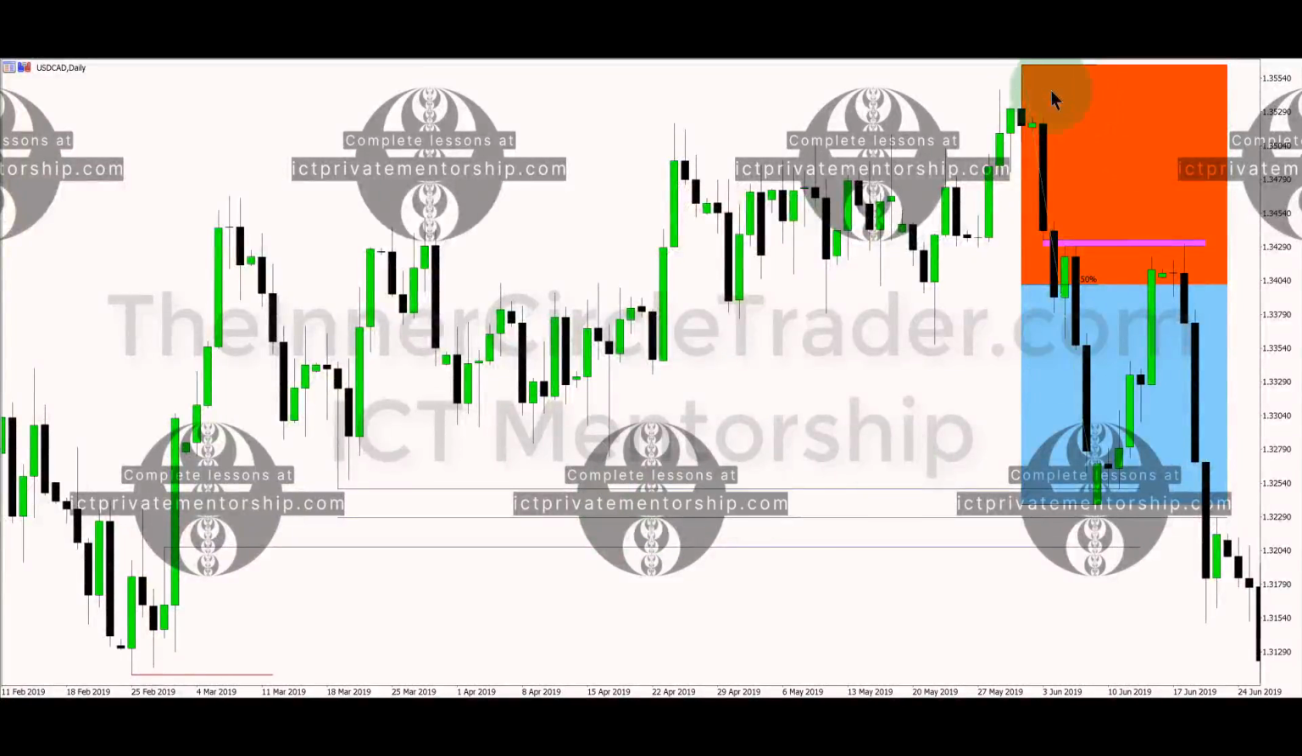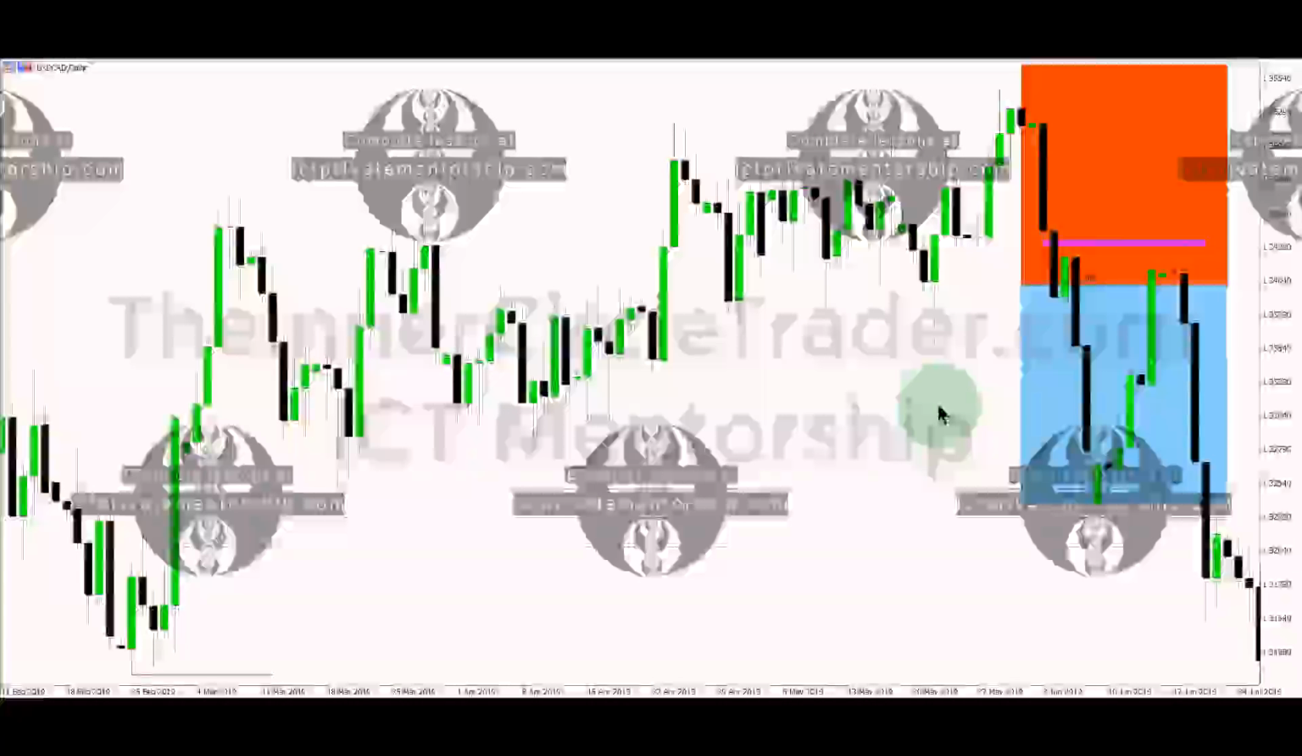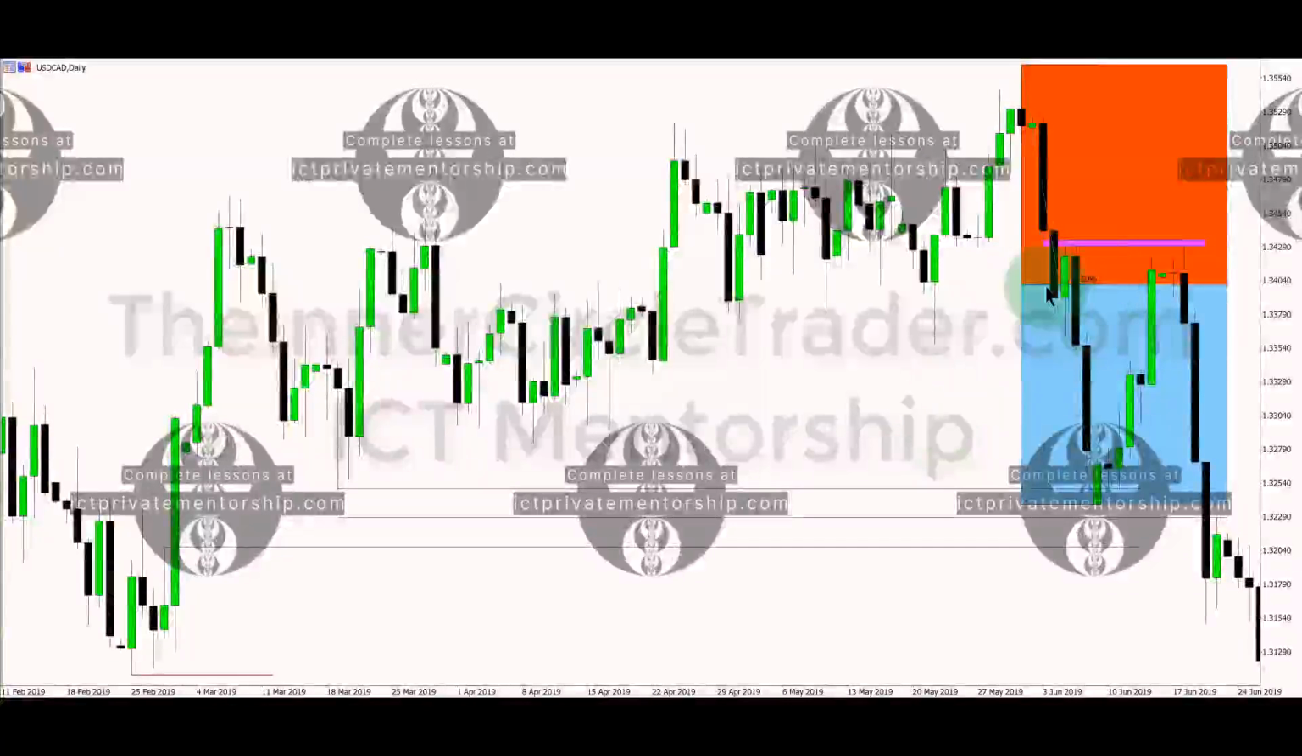So when we have an intermediate term price swing high and an intermediate term price swing low here, you want to define that range in terms of the PD array matrix. You're going to split that in half right here. There's your 50 level.